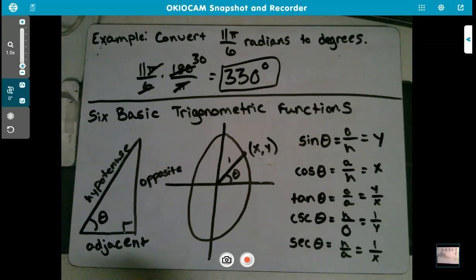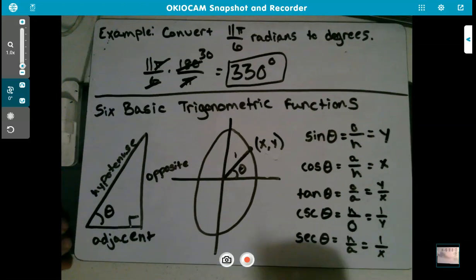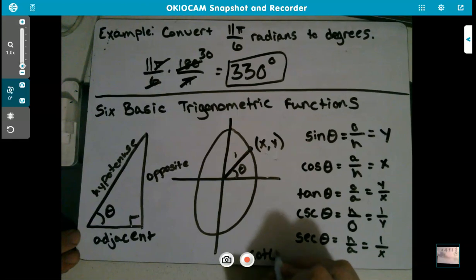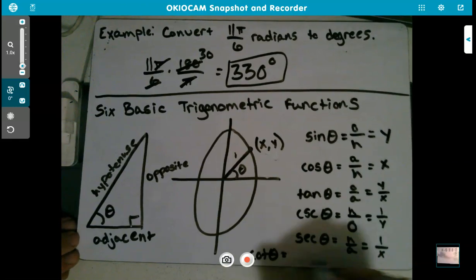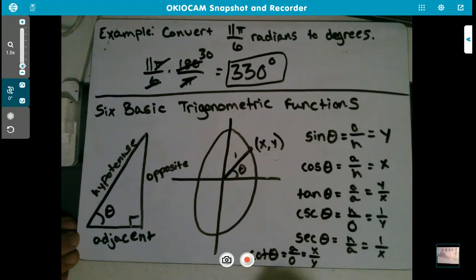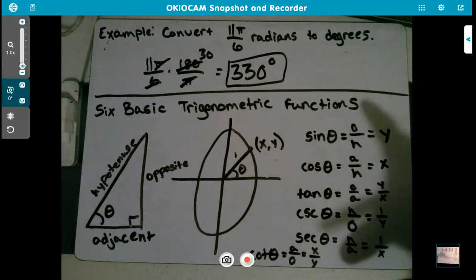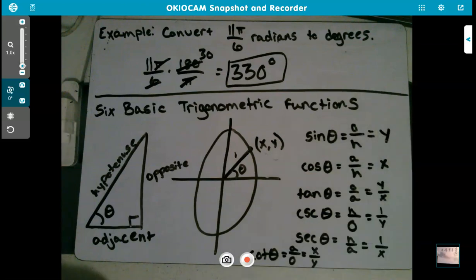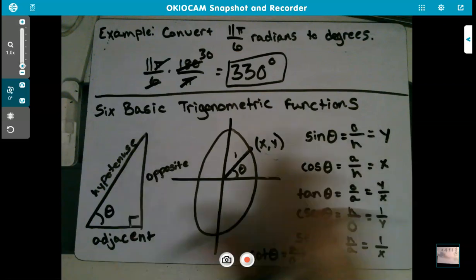And then I thought I left myself enough space right there, but I did not. So I'm just going to scoot it over wherever it'll fit. Cotangent theta. That's going to be tangent flipped. So adjacent over opposite, or x over y. This is the main thing I wanted us to review. I wanted to make sure we remembered this thing here, okay?